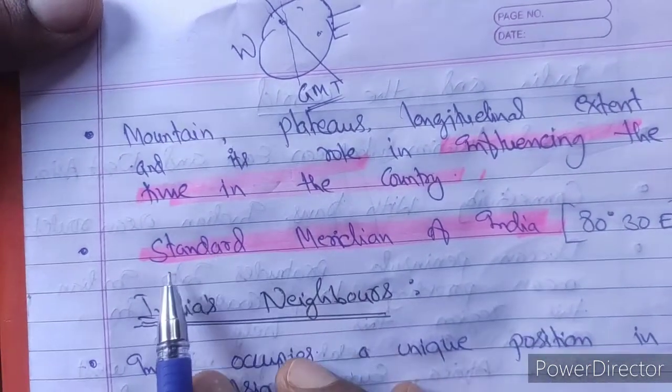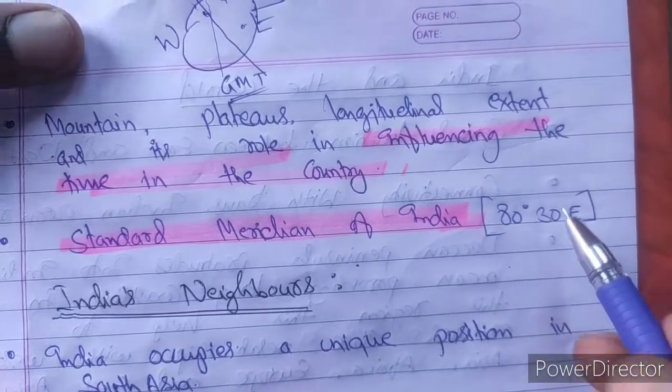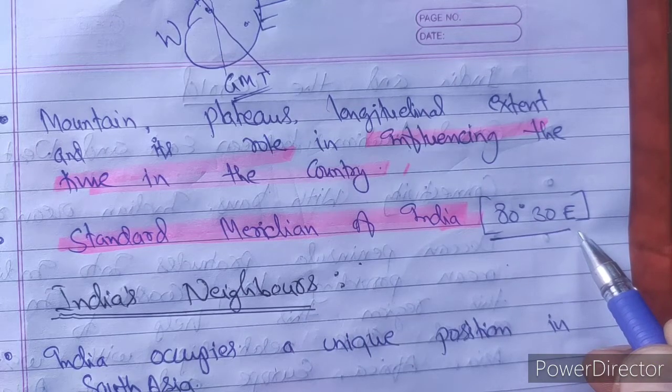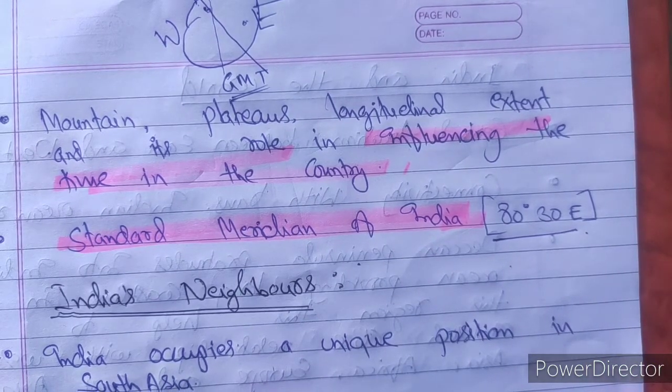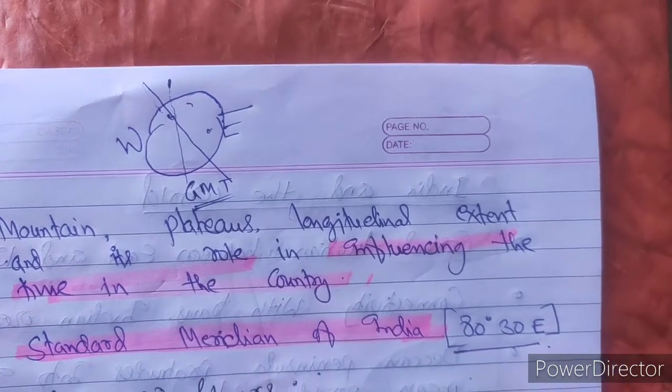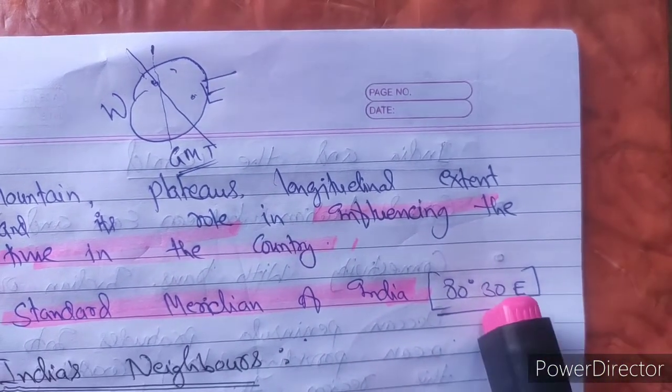What we will see today is the standard meridian of India. The standard meridian of India is 82 degrees and 30 minutes east, or you can say 82 and a half degrees east. In deciding the time of any country, the standard meridian plays a very important role. For example, in Russia there are 11 standard meridians, so they have different time zones. But in our country we have selected one standard meridian, and that is 82 degrees 30 minutes east. Why have we selected this one?